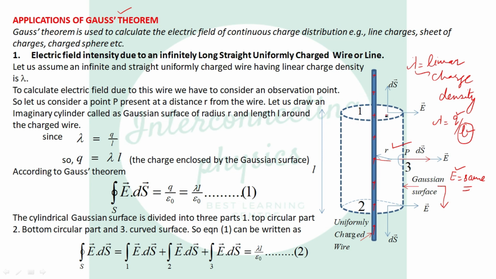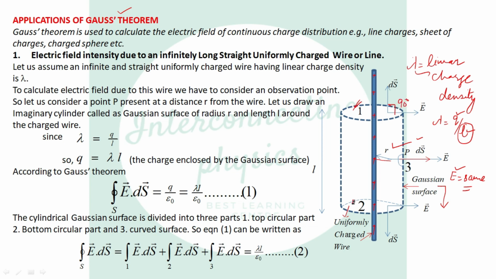Now you see there are three parts of the cylinder: one part, second part and third part. The third part is curved, around the wire, and this is the upper part and this is the bottom part. Now in the upper part, you know what the area vector is? The area vector is always perpendicular to the surface and outward. If we take this side, it will be inward, so we have to take outward. It means the area vector in part 1 will be along this direction and the electric field is along this direction, so the angle is 90 degrees.